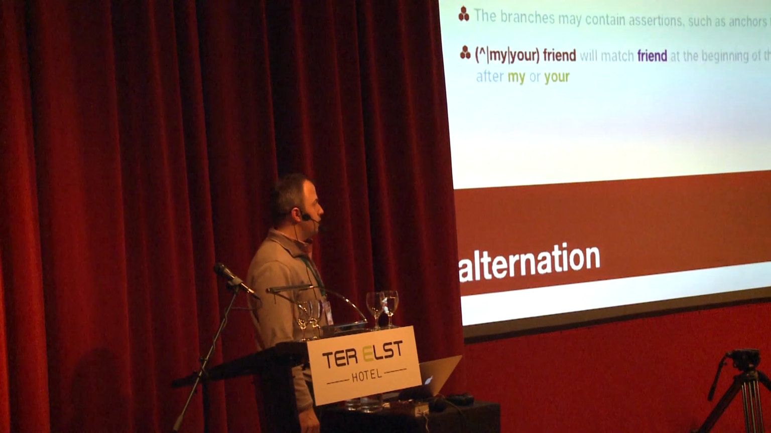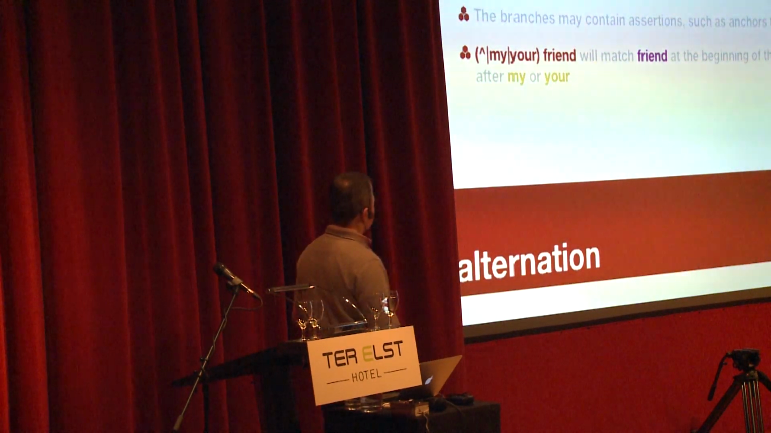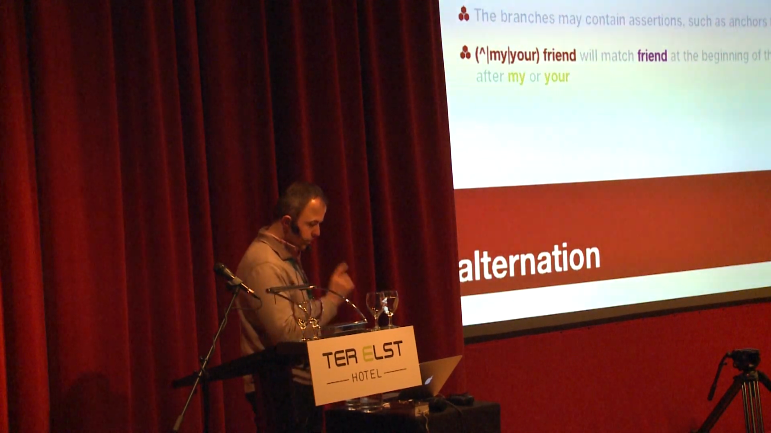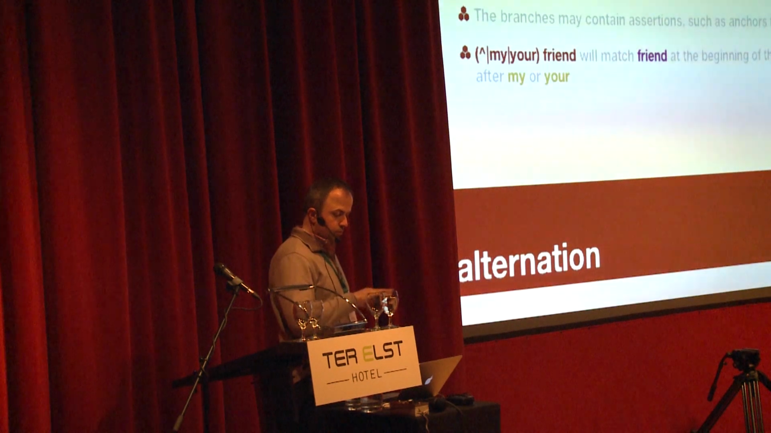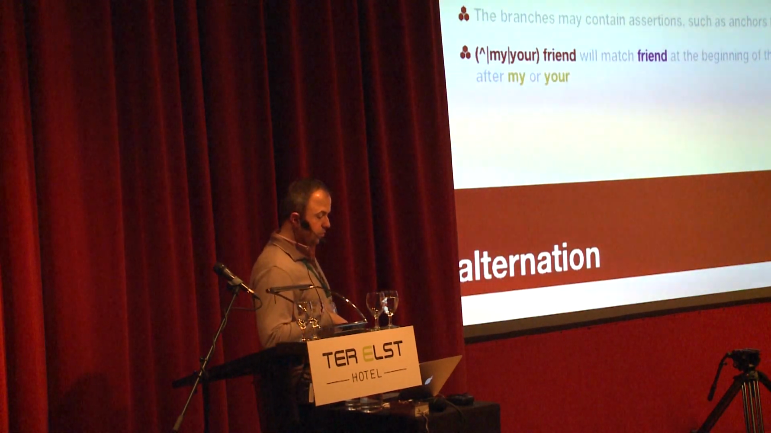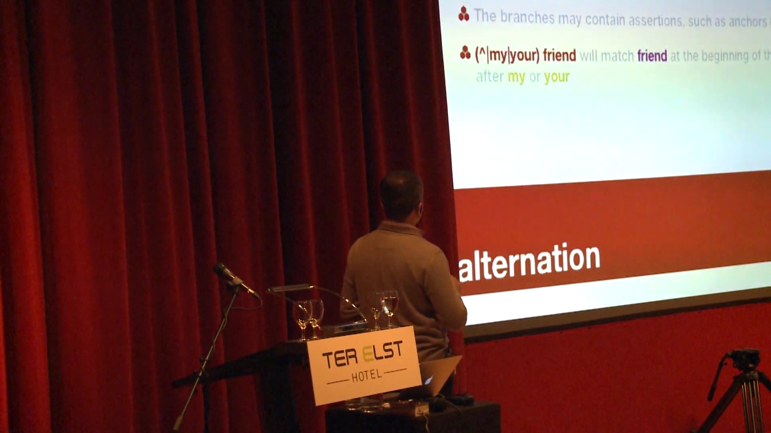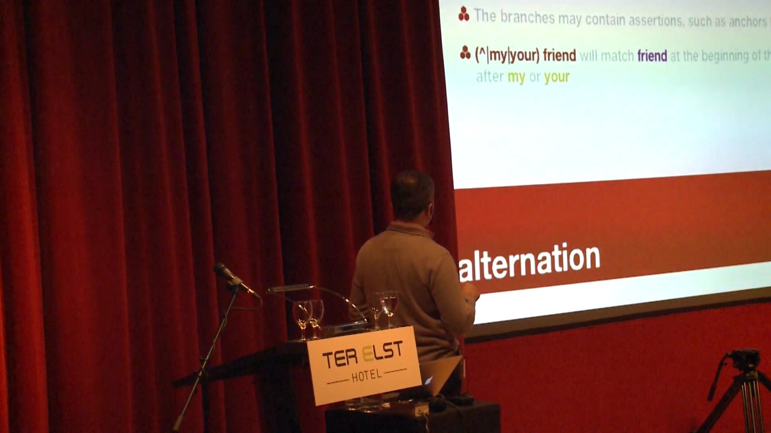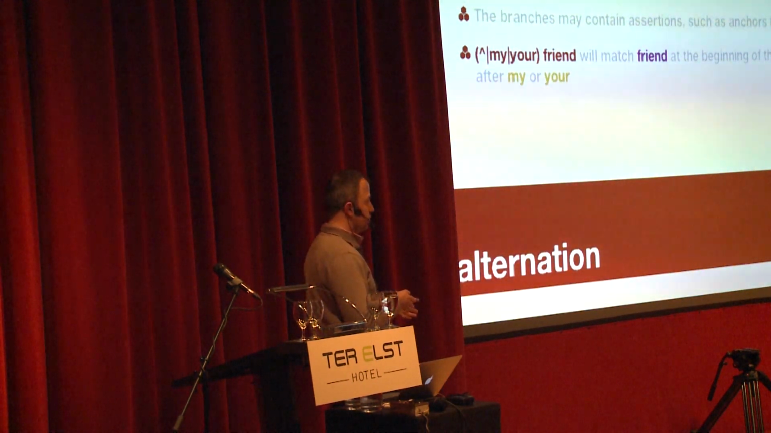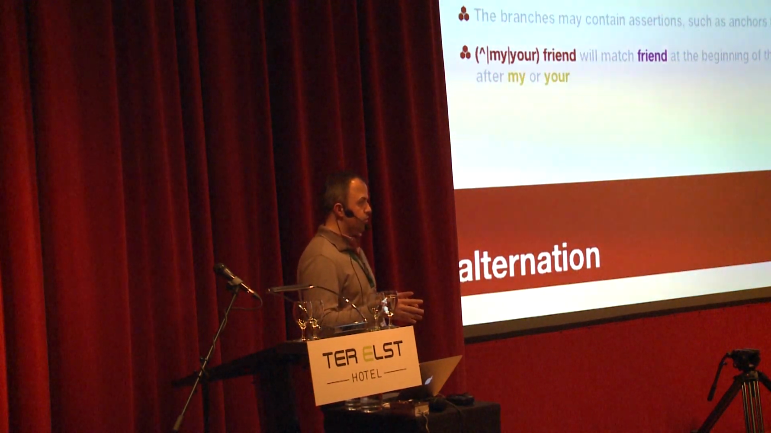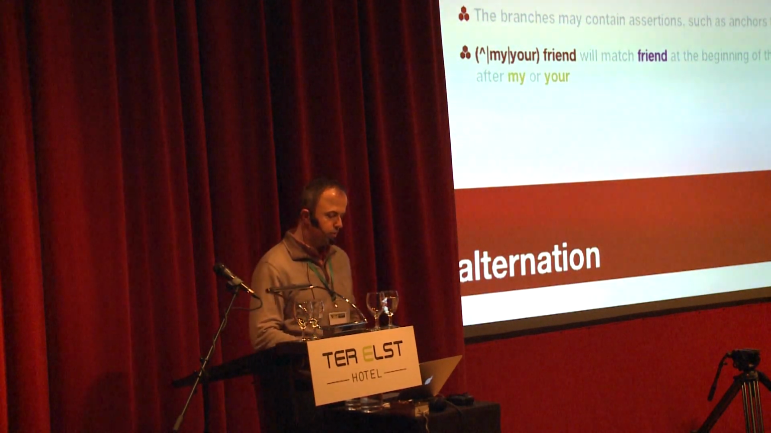You can't apply the zero-or-more or question mark operator to assertions, but your alternation branches can have assertions themselves, such as anchors. So you can have something like caret or my or your, then friend, and what it does is try to match friend at the beginning of the string, or after my or after your. So you can actually have tests as part of your alternation.